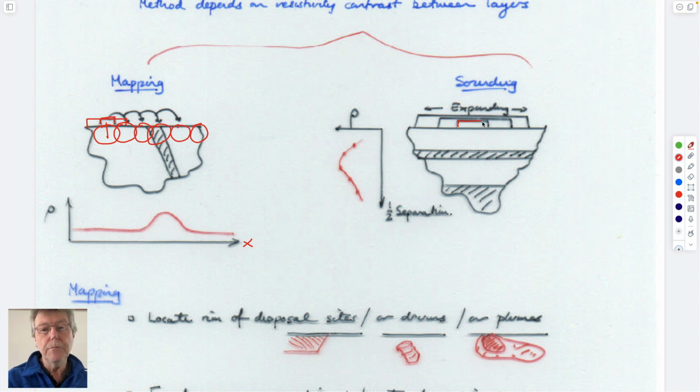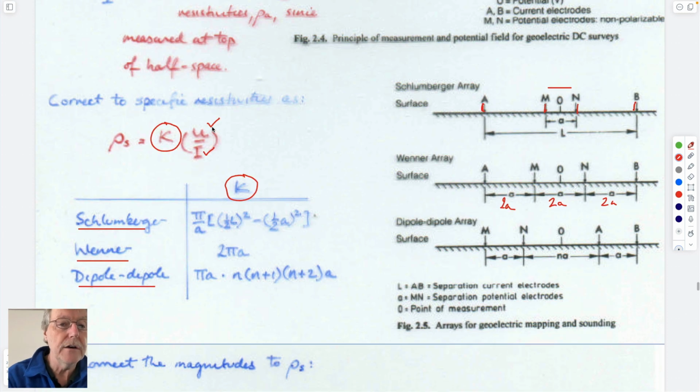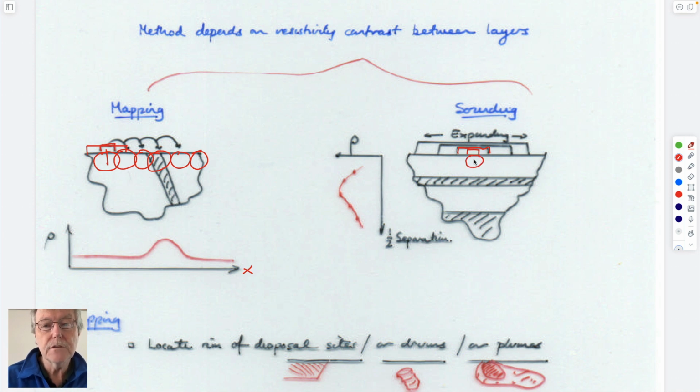Or alternatively, you could use it statically to sound. So you start off with one measurement. You take the voltage between these locations at the inner portion relative to the current that's going into the ground. Current that's going into the ground, measured voltage, some kind of correction depending on the geometry. And if you do that at this particular separation, then you get some idea of the resistivity at this particular location.